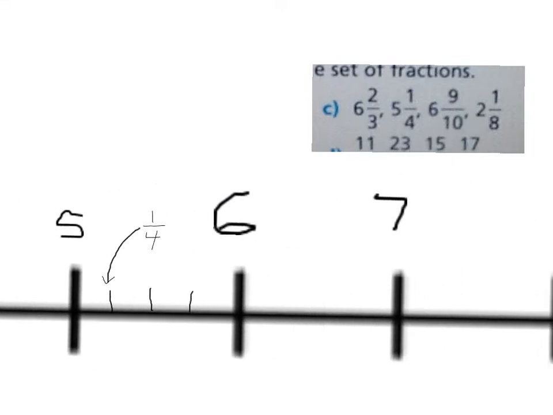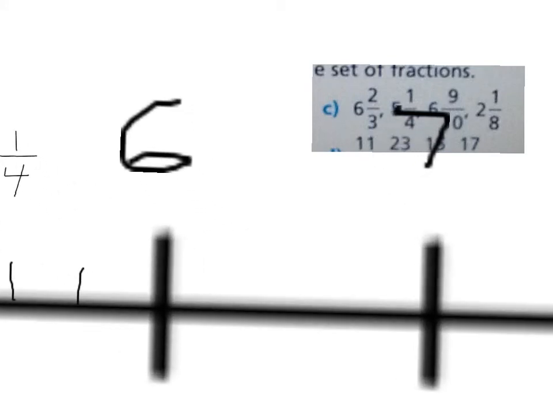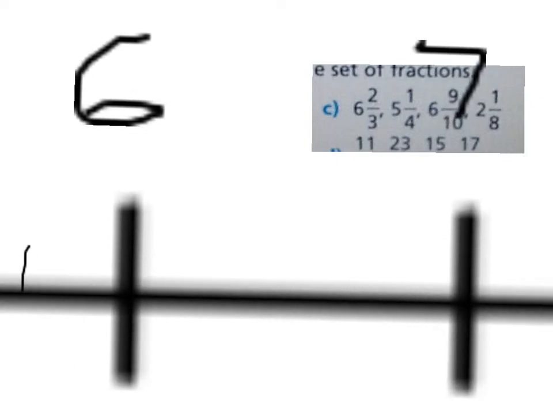Okay, the next one's going to be a bit trickier because we have two mixed numbers here that are both somewhere between 6 and 7. And they're both different types of fractions, so it's going to be a little challenging. One good thing with number lines is you can split up your fraction one way on top of the number line and a different way on the bottom, and that really helps you to compare them.